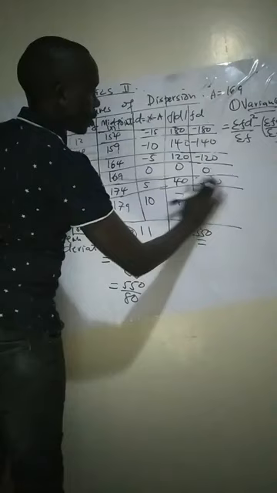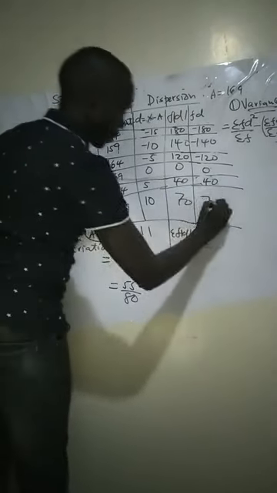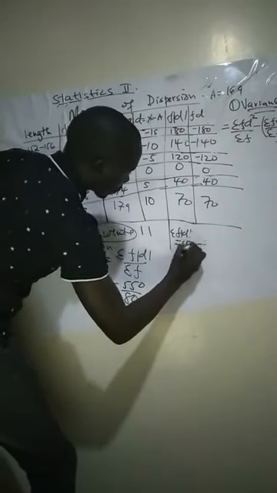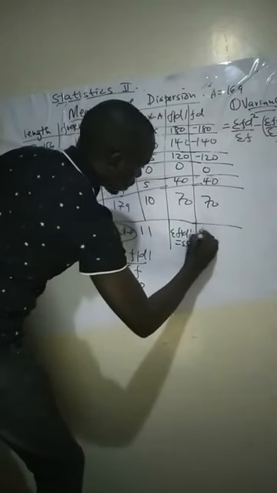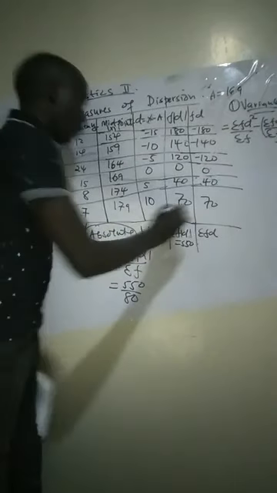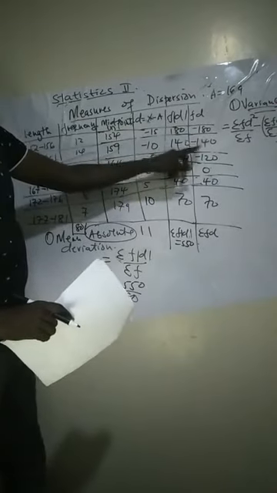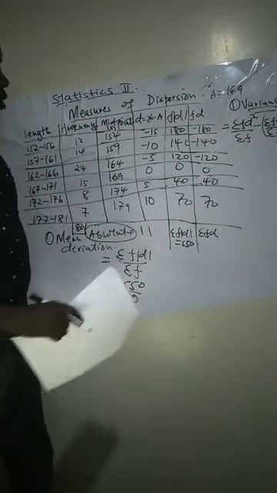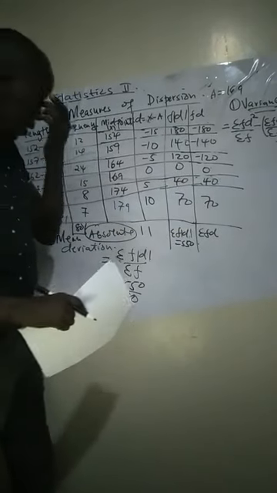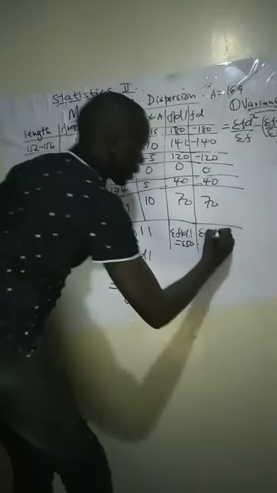This is a mistake. This should be 40. And this should be 70. Here is the summation of FD without eliminating the negative sign. So we are not considering the absolute values. So this is negative 320, negative 420, plus 40, negative 380, negative 380 plus 70, that is negative 310.